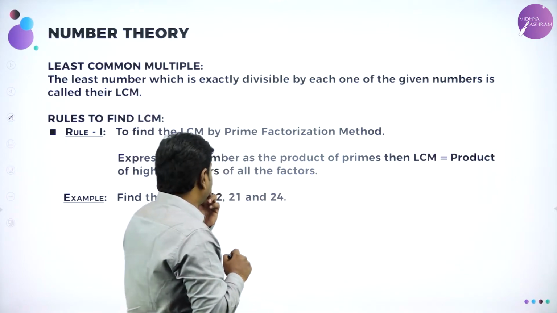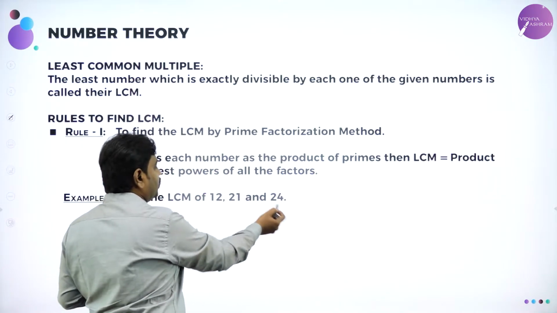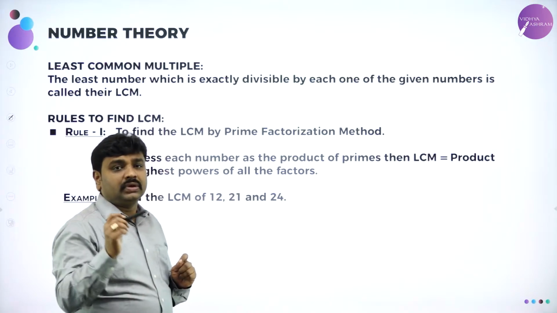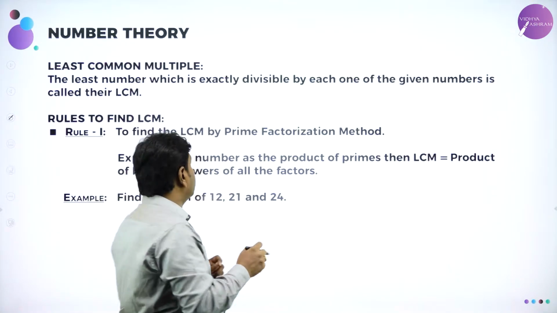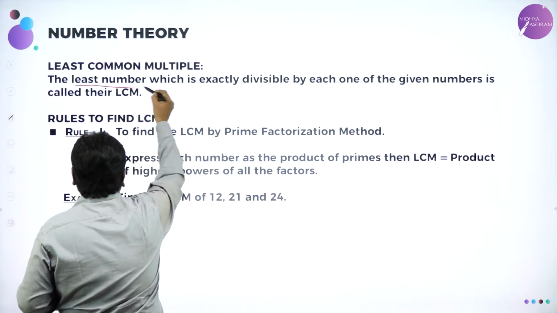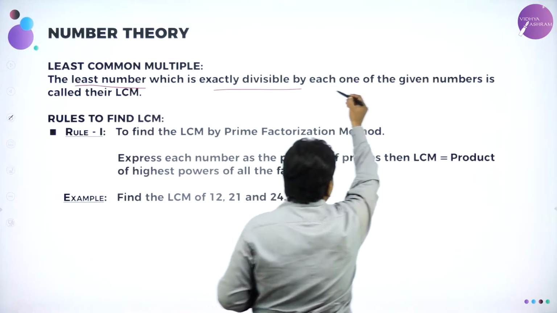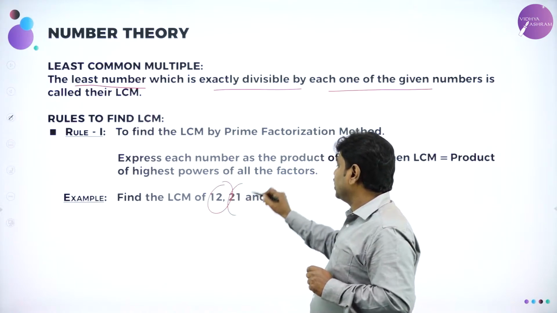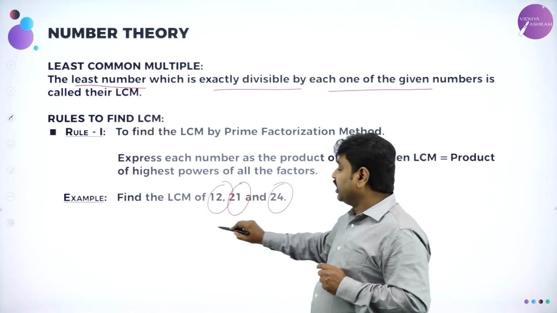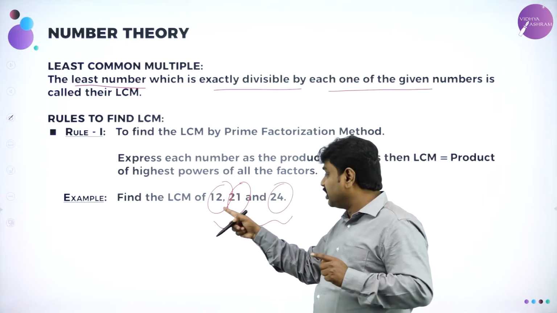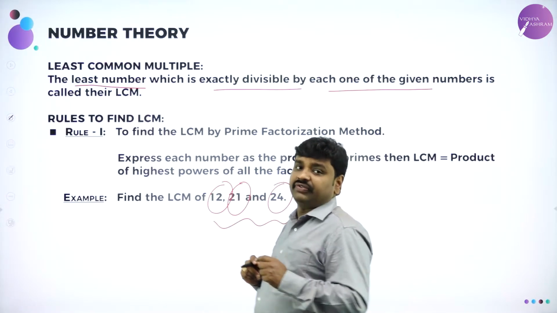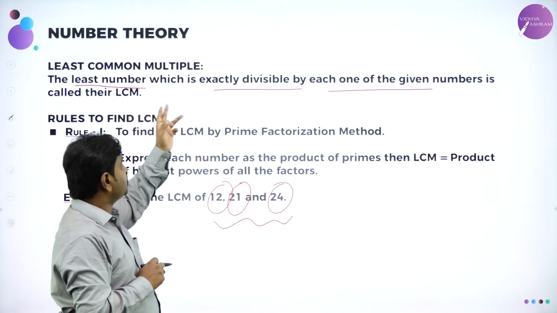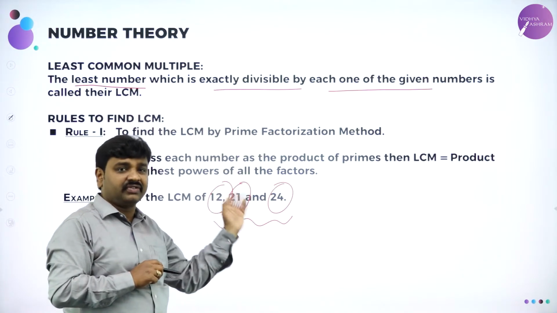For example, they have given 12, 21, 24. We have to find a number which is divisible by all three. So least common multiple means what? It's the least number which is exactly divisible by each of the given numbers. Suppose I give 12, 21 and 24, three numbers, I have to find a least number which is divisible by 12, 21 as well as 24. So least common multiple is the least number which is exactly divisible by each of the given numbers.